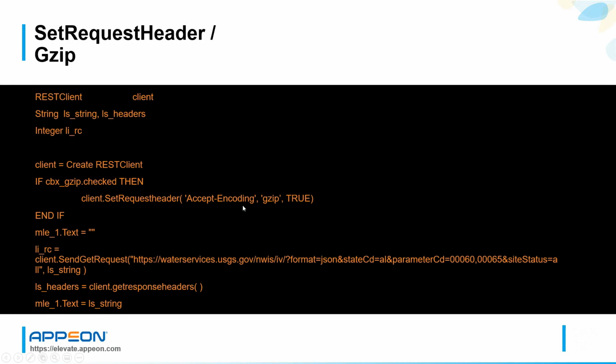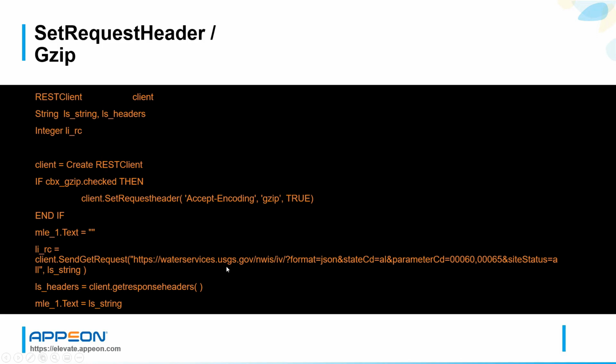What PowerBuilder does is, if it sees the data coming back in GZip format, it automatically handles it. So you don't have to do anything special to process the results. The only thing you have to do is SetRequestHeader accept encoding GZip true. And if the service does GZip compression, it will send it GZipped. If not, it won't. Either way, the rest of your code doesn't need to change. PowerBuilder will automatically unencode, unzip essentially, the data if it comes in GZip format. Otherwise, it will just handle the regular JSON.